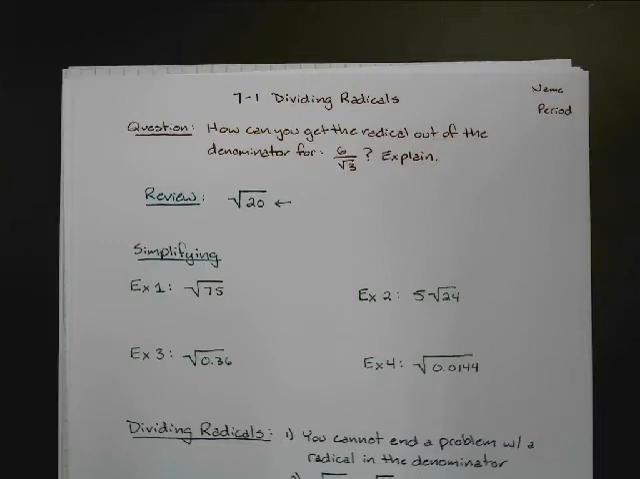All right, Math 2, here we go. We got 7-1, dividing radicals. Put your name and your period on your paper.